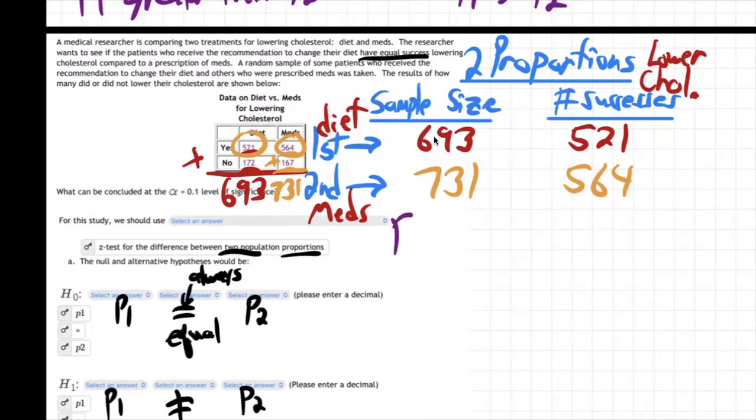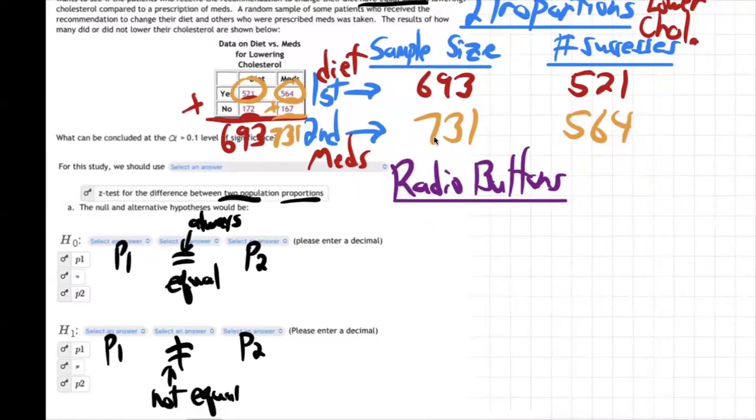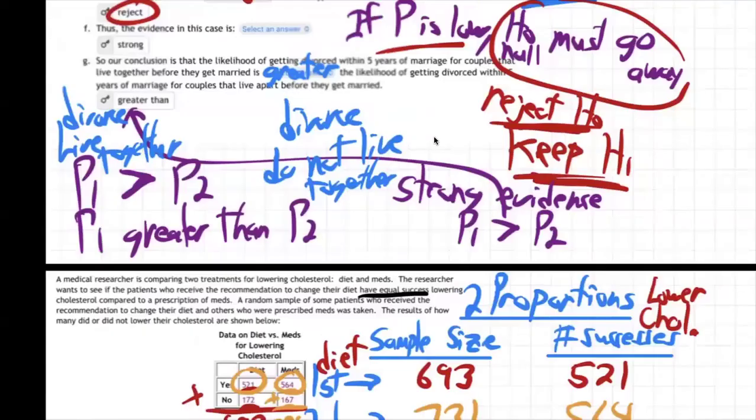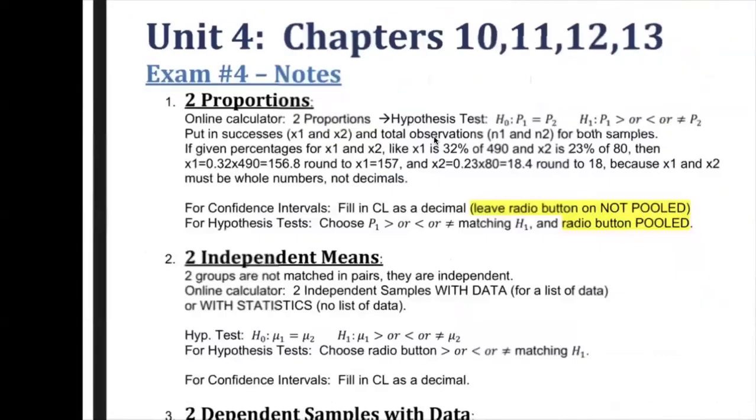And then we also need to do a couple of the radio buttons. The radio buttons we need to select: we're going to choose the not equal because that's from H1. We always just grab whatever's from H1. And then we're going to choose the one that says pooled. Let me show you where I'm getting that idea. It comes up down here. Here's the notes. Let me show you the notes.